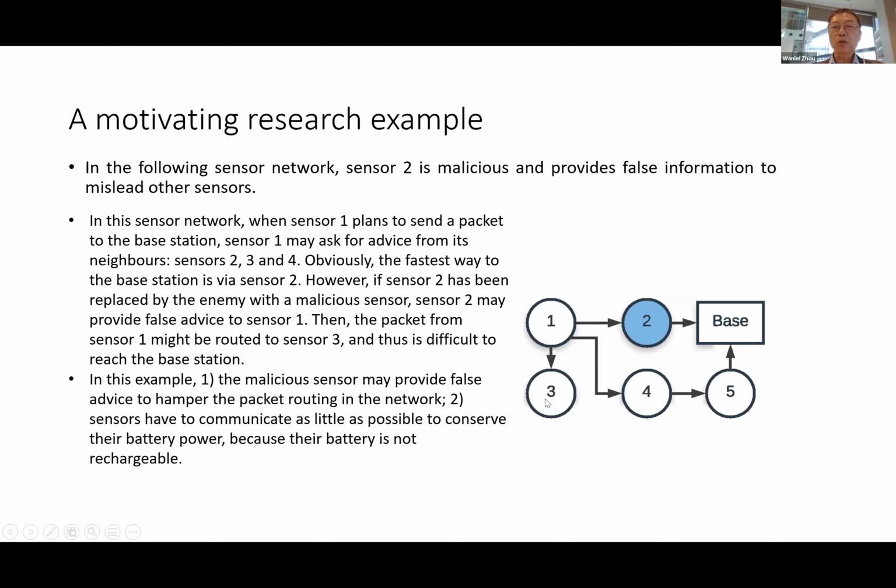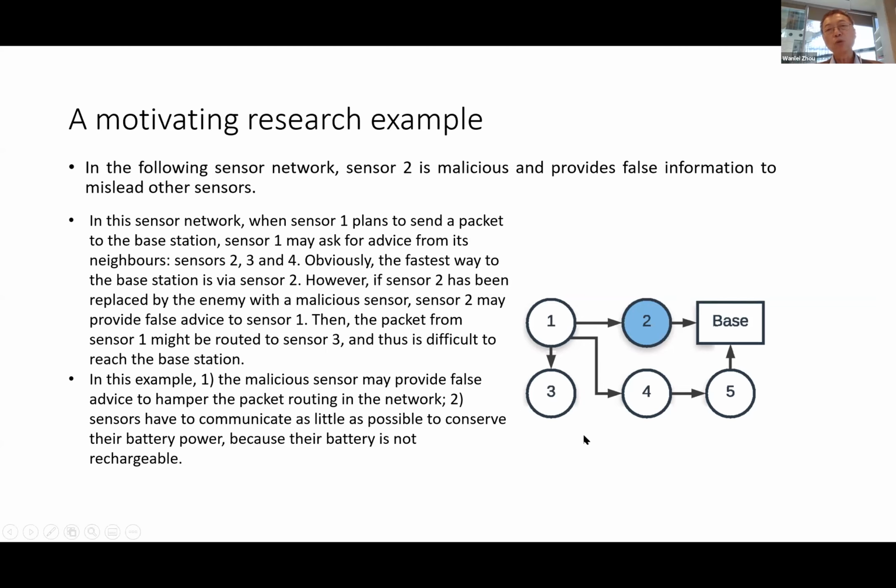So if you send to three, then you're just dead. You can't do anything, right? So obviously the best is to send to four and then you go to five, and that's the best. So malicious sensors can give a lot of false advice to hamper your action.